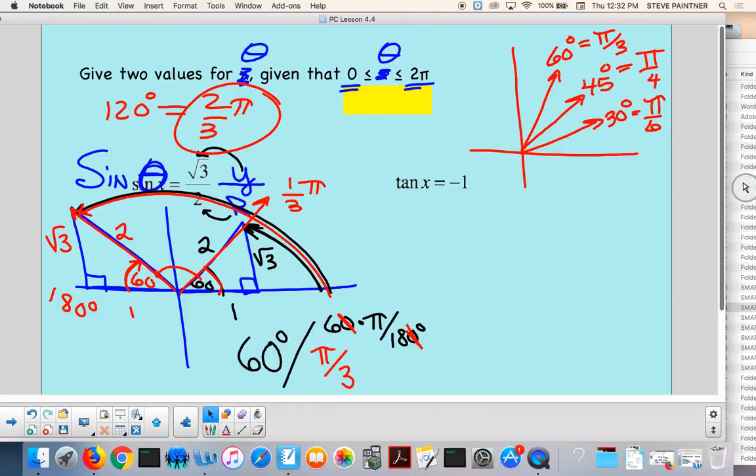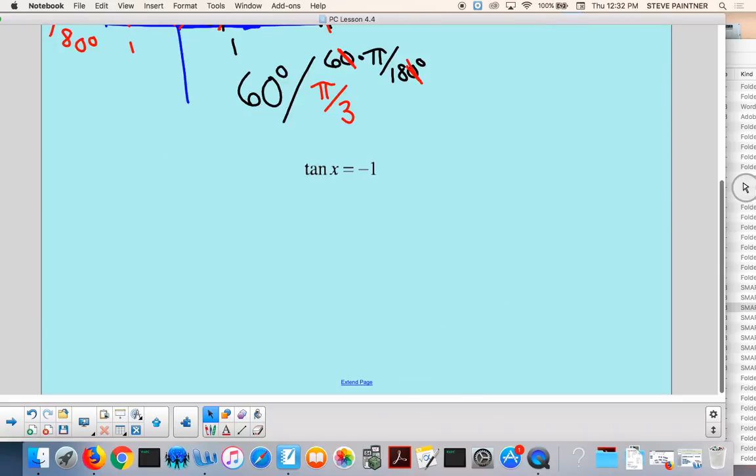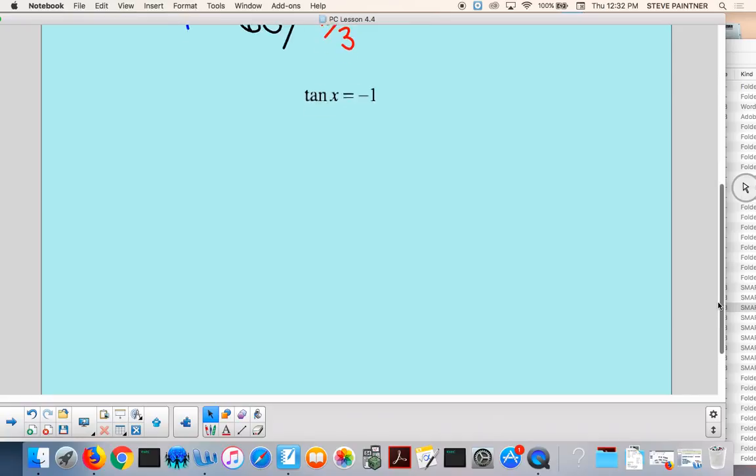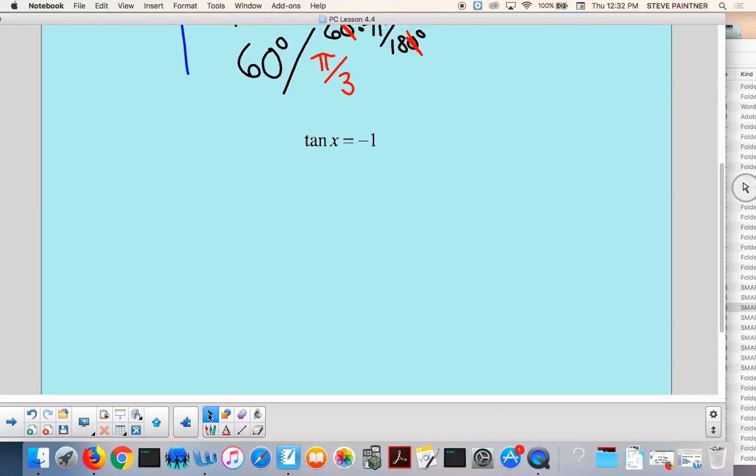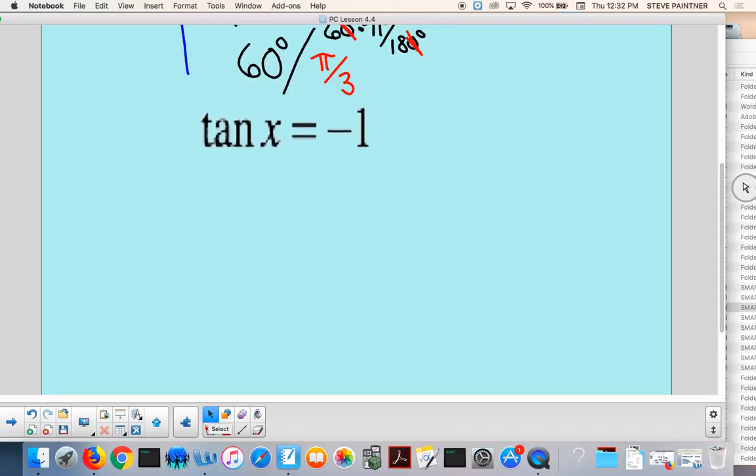Okay. Do tangent of theta equals -1. Try this. Again, think of it as tangent of theta, not x. I want my answer between 0 and 2 pi. How many answers are there? 2.